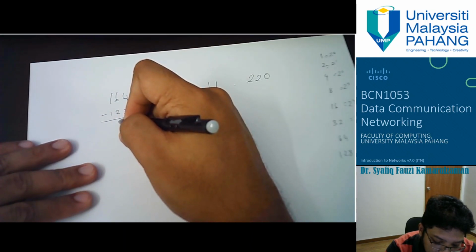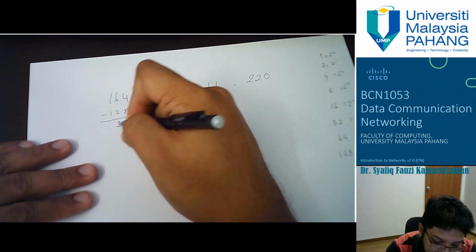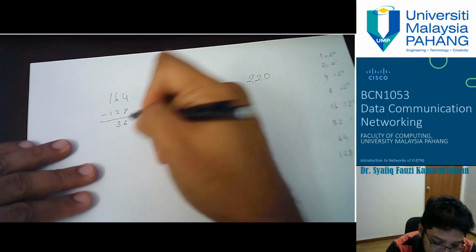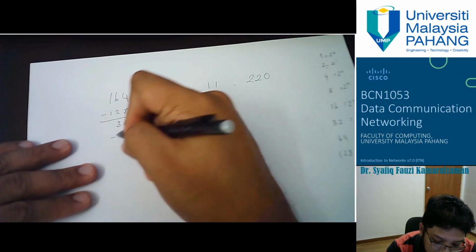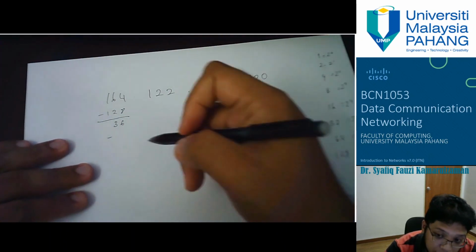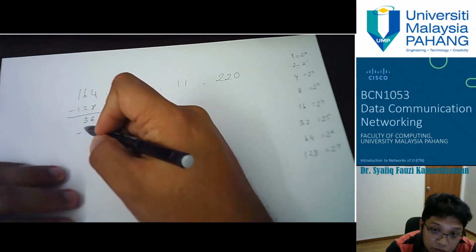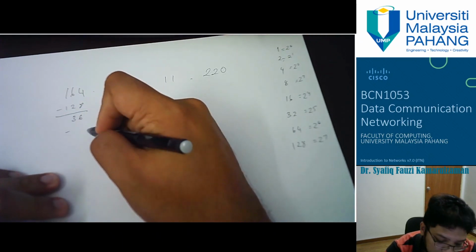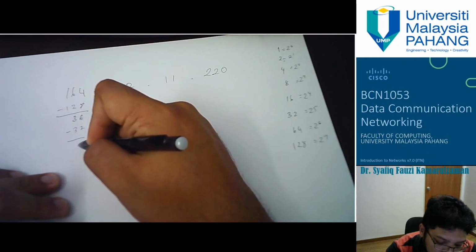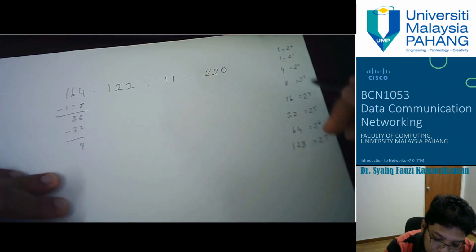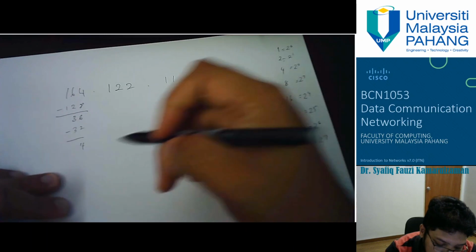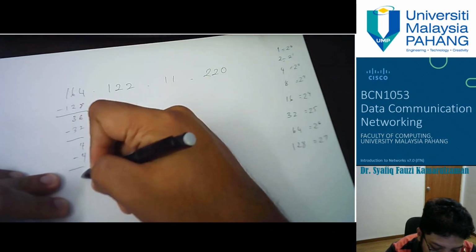You get a remainder of 36. Okay, and then the next closest power of 2 now is 32. So you subtract 32, and then you got 4. The next closest power of 2 is 2 power of 2, so 4, then becomes 0.